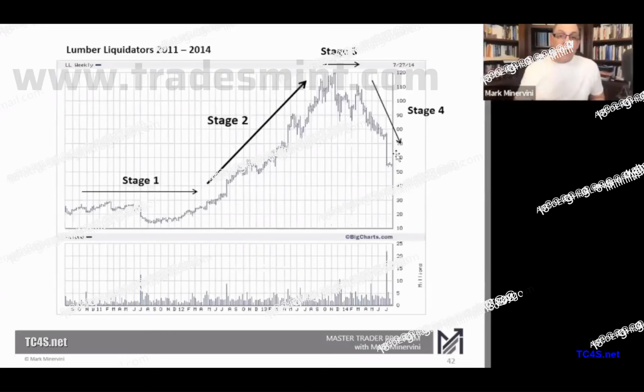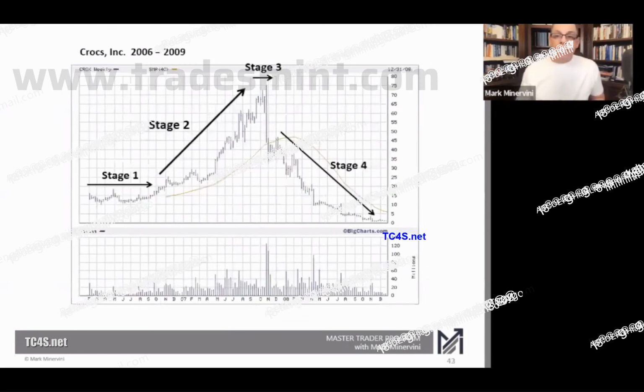Also, going back to Stan, because in Stan's book, and everybody should read Stan if you're interested in stage analysis, you should read Stan Weinstein's book. He started with the 30-week moving average when he first wrote the book, and he has since switched over to the 200-day. I use the 200-day. You can use the 30-week. It's pretty effective as well. But he does use the 200-day now, just as a note.